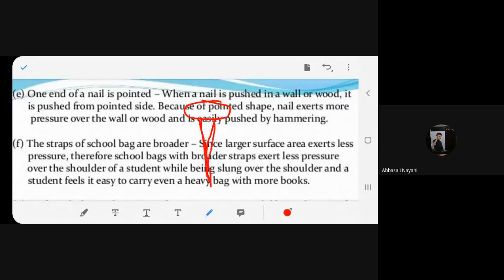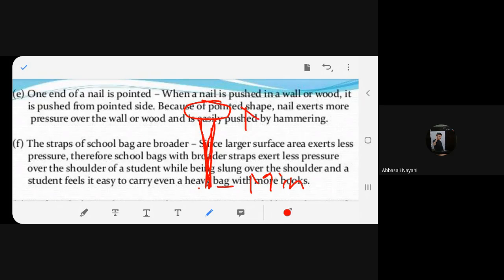Remember how we push it in the wall or wood? By the pointed side. We know that, right? Because of this pointed shape, it is exerting more pressure on the wood and it goes inside. You understood? Because the surface area is minimum. Here the surface area is minimum.